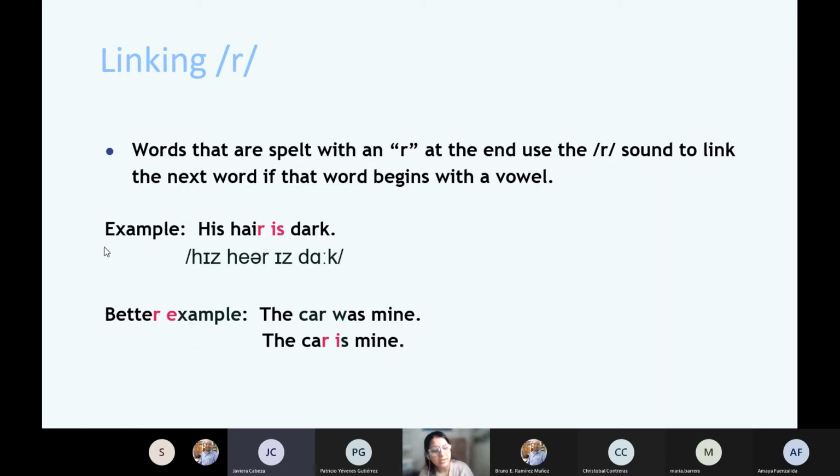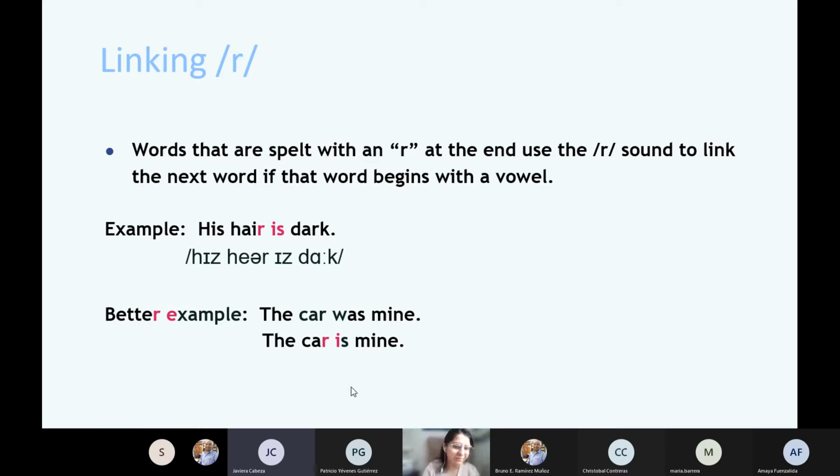And we have two examples there, and the first one is: the car was mine. We don't pronounce the final R sound because the following word begins with a consonant sound. But in the case of the second one, we say: the car is mine. Instead of saying the car was mine, car was, and then car is. Car was and car is.